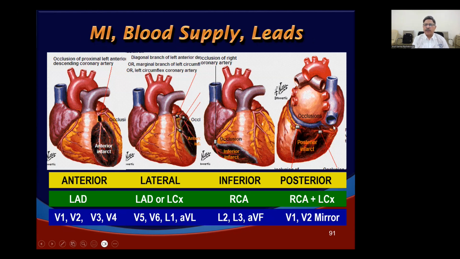Posterior wall infarction, which is behind the sternum, behind the heart, the posterior part, RCA and LCX are the culprit vessels. V1 and V2 mirror images will be seen. So a very useful diagram for myocardial infarction site, blood supply and the ECG leads. All in one go you can see in this slide.